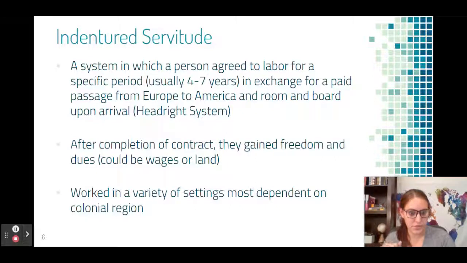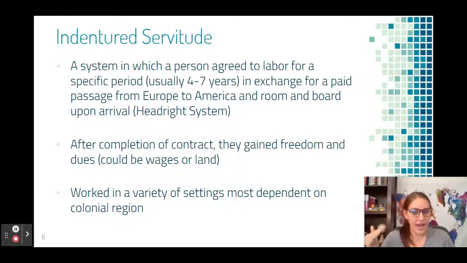Indentured servitude is a term that you definitely need to know, and it's the system where a person agrees to labor for a period, typically 4 to 7 years, and they agree to do this because another person is going to pay for their passage from Europe to the Americas. And once they arrive in the Americas, then they will also have room and board. And when they complete their contract of indenture, then they will gain freedom and freedom dues. And those freedom dues could vary. It could be wages, it could be land, it could be apprenticeship, it could be a variety of things.